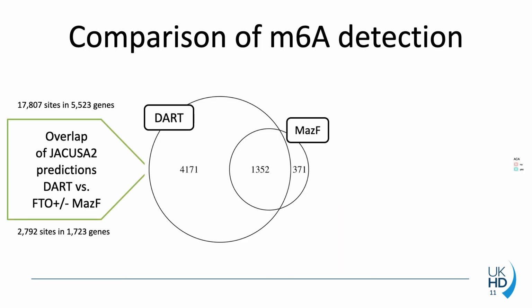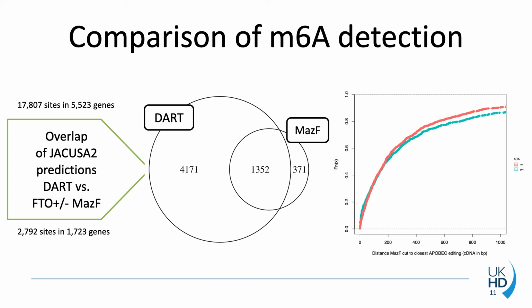All right, so if we integrate the data from both of these experiments, we see a considerable and significant overlap. But we also see that the DART-seq approach yields way more data in a sense that it predicts more target sites and target genes. And the MazF approach seems to be a little bit more conservative, but that might be also because the recognition site is limiting the search space here.